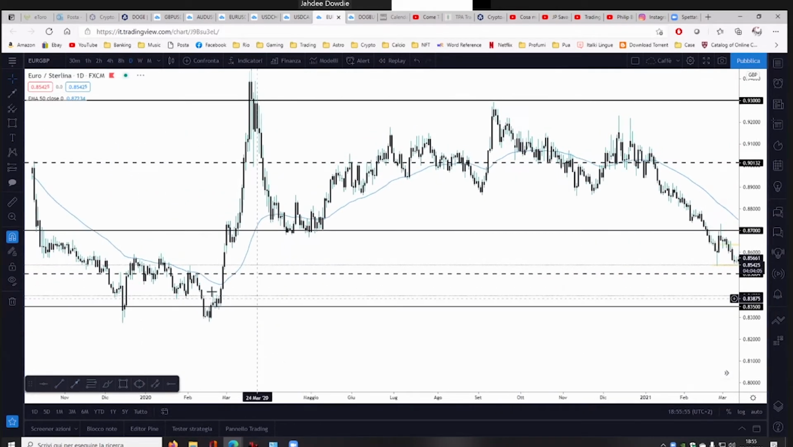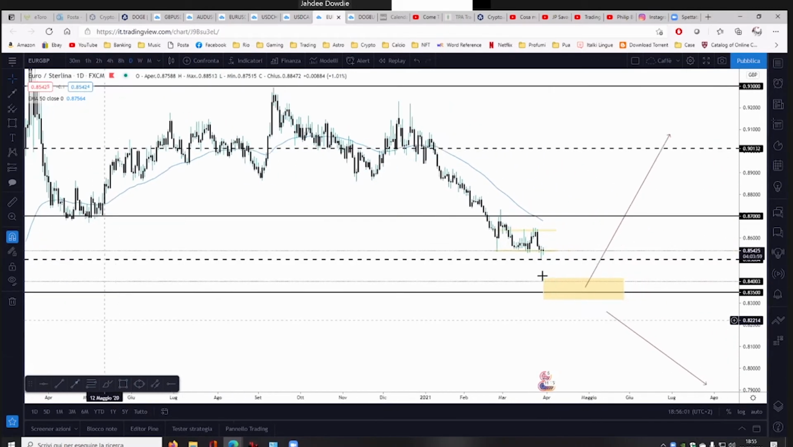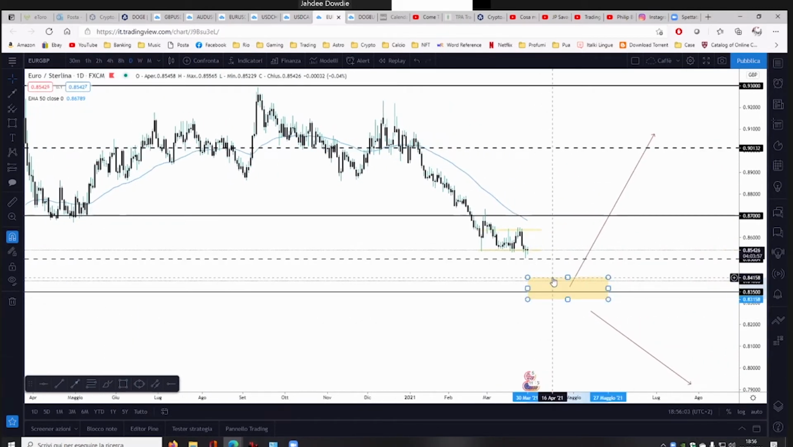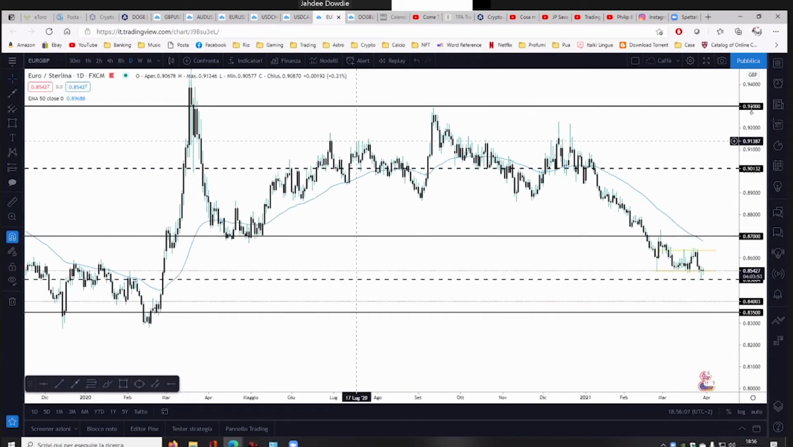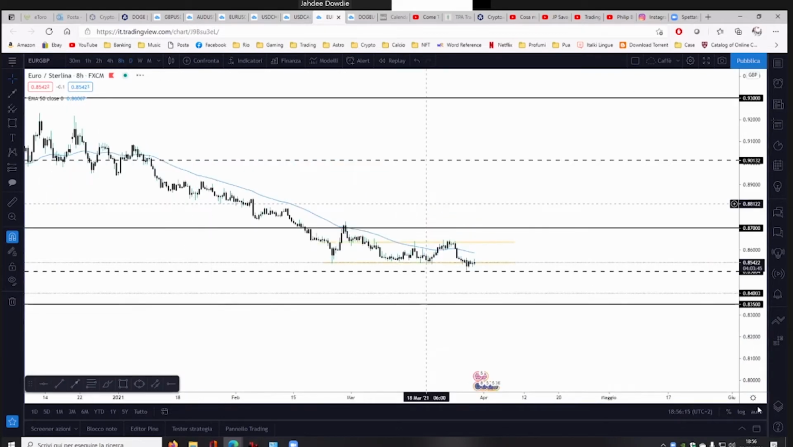But as we can see here, this is what happened. I would say there's definitely a potential to move back to those 93 cent highs, because it's still in range, especially on this time frame, on the weekly.